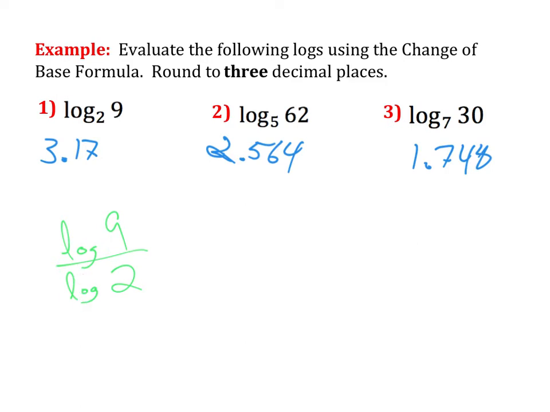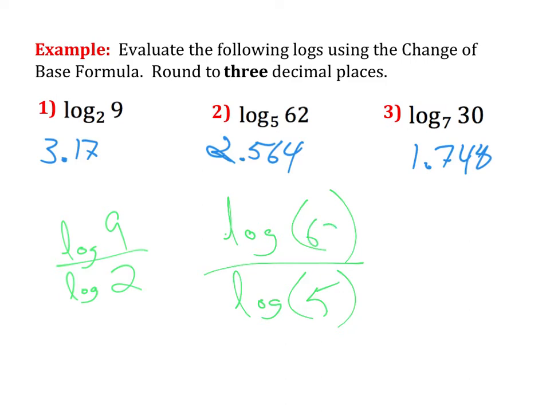Log 9 divided by log 2. Now number 2, do the same thing. Log over log. Well, base is on the bottom, so 5 has to go on the bottom, which means 62 is up top. Again, there's no bases on the logarithms now, because it's a common log, so that base is assumed to be 10. If you have a base 10, you don't need to write it. Kind of like when you had square roots, you don't need that index of 2. It's just assumed.